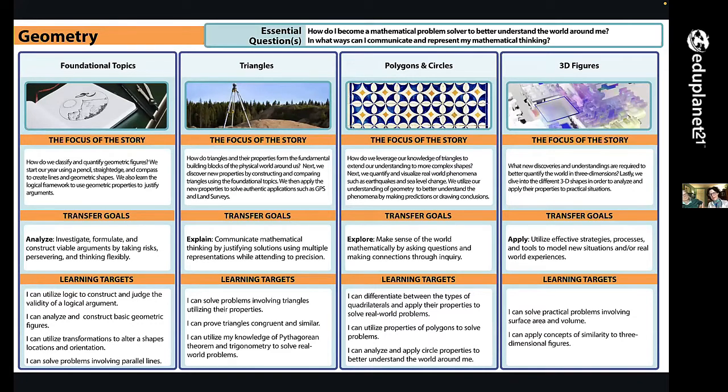But I think the other aspect of this is that you can start to see the connection between the applications and the investigations that are at the very core of the focus of the story, which also continues to clarify the transfer goal and the learning target that is in service to that. So this is deliberately designed to be an integrated experience from top to bottom.